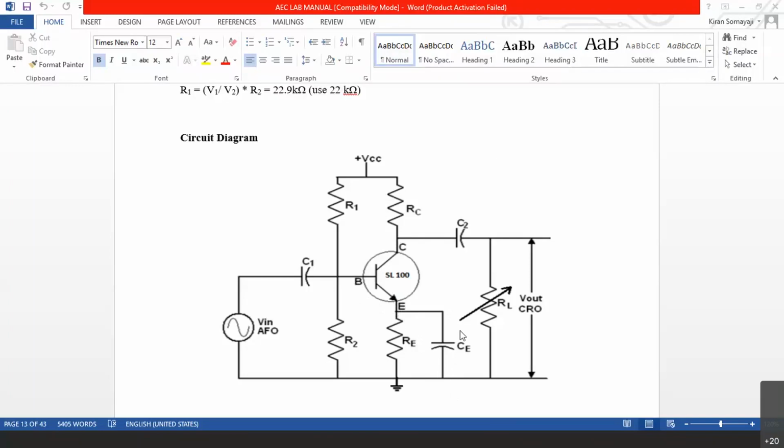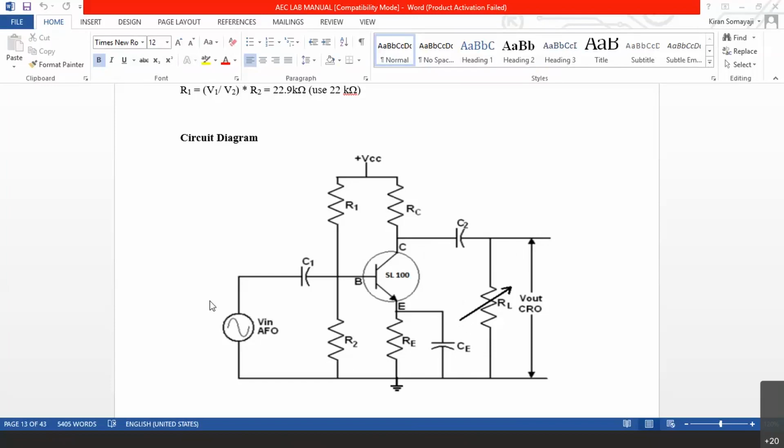Because we want this capacitor to work like a DC battery there, the value of C will be 10 microfarad to 100 microfarad, much larger, whereas C1 and C2 will be around 0.1 microfarad. Later on, we can connect the load resistance. I'll tell you the reason for the load resistance later on.